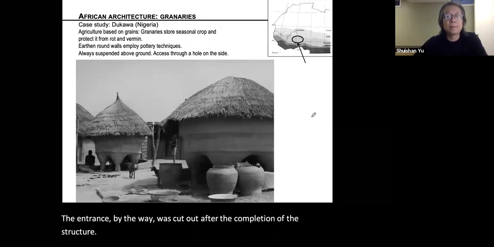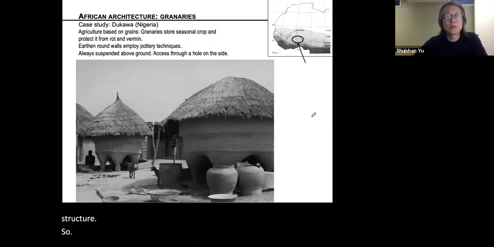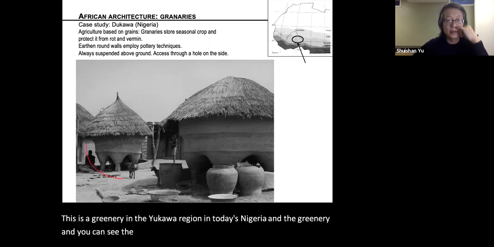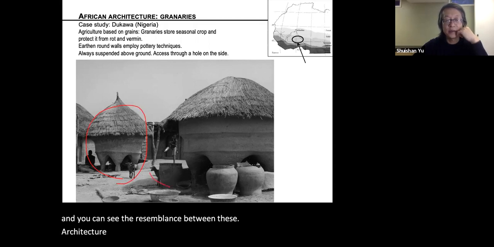So this is a granary in the Dukawa region in today's Nigeria. And you can see the resemblance between this architecture and pottery. It's basically a large pot.